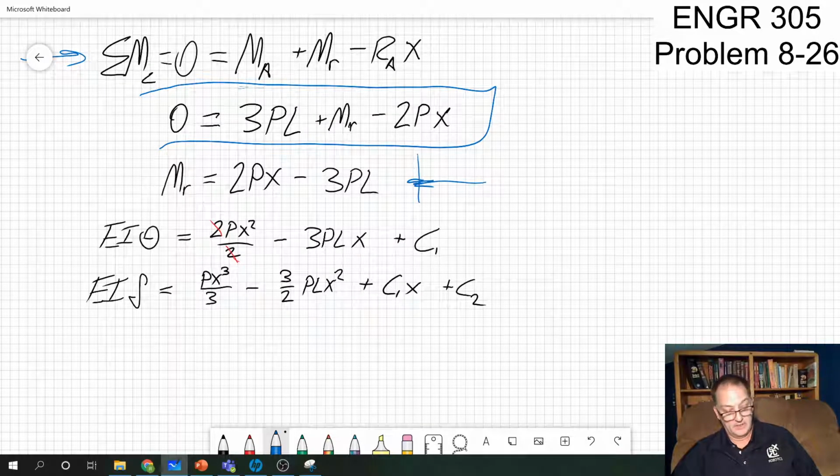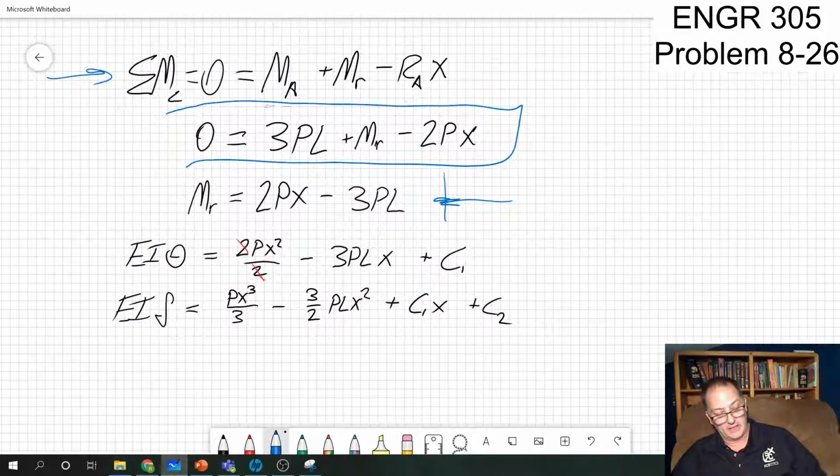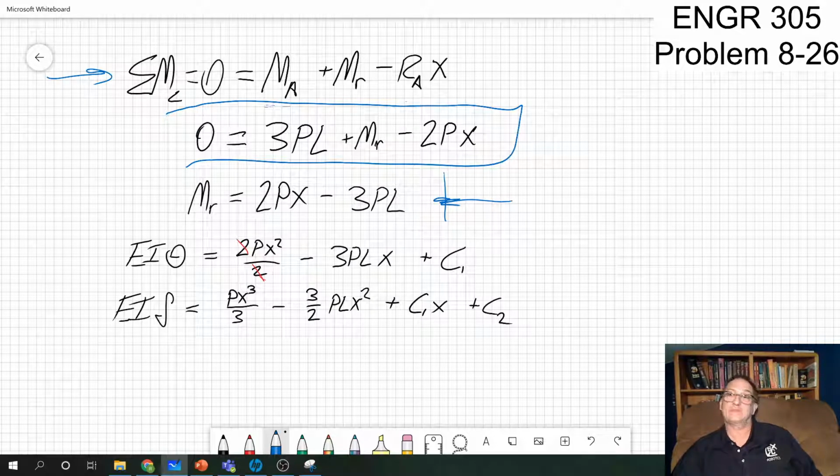When I integrated 2PX, that gave me 2PX squared over 2, so we canceled that, minus 3PL times X plus a constant. Got to include the constant. And then I got the next expression. Now I need to apply boundary conditions. All right, so let's apply some boundary conditions.